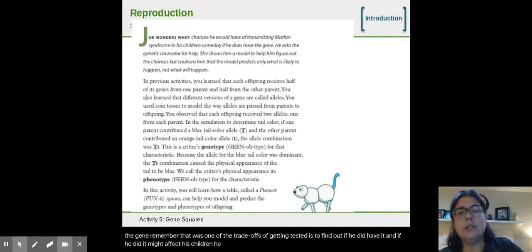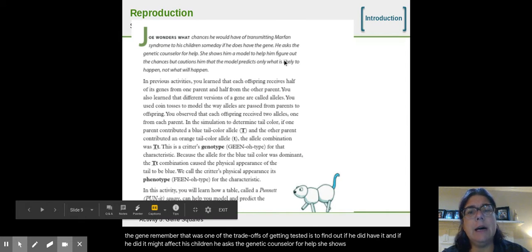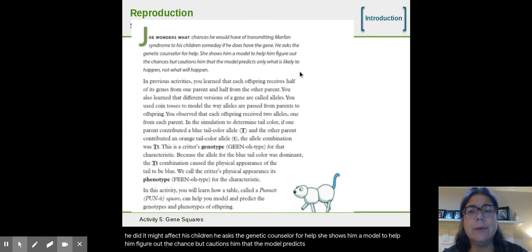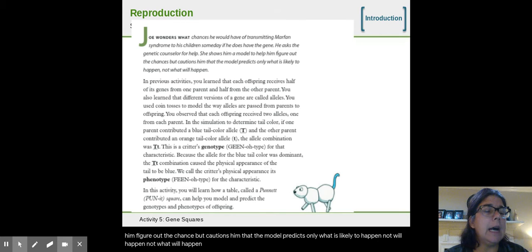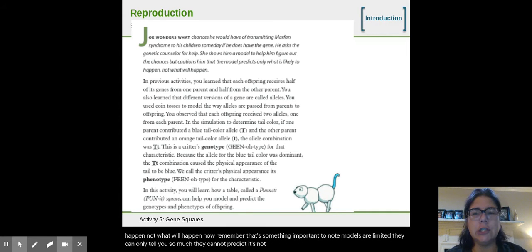He asks the genetic counselor for help. She shows him a model to help him figure out the chance, but cautions him that the model predicts only what is likely to happen, not what will happen. Now, remember, that's something important to note. Models are limited. They can only tell you so much. They cannot predict. It's not a fortune-telling device. We use models just to get the best idea of what we're interested in, and in this case, probability.